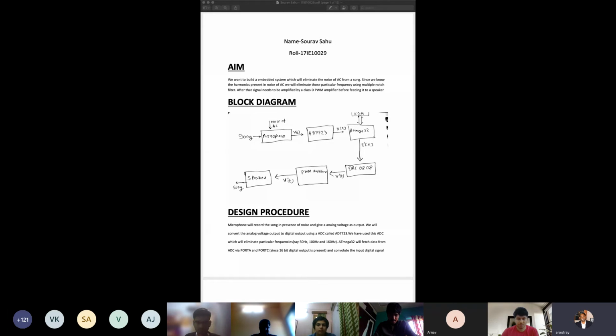Can you see this PDF, all of you? There is an assignment. I'm just showing one of the assignments belonging to embedded systems. So we want to build an embedded system which will eliminate the noise of AC from a song, since we know the harmonics.